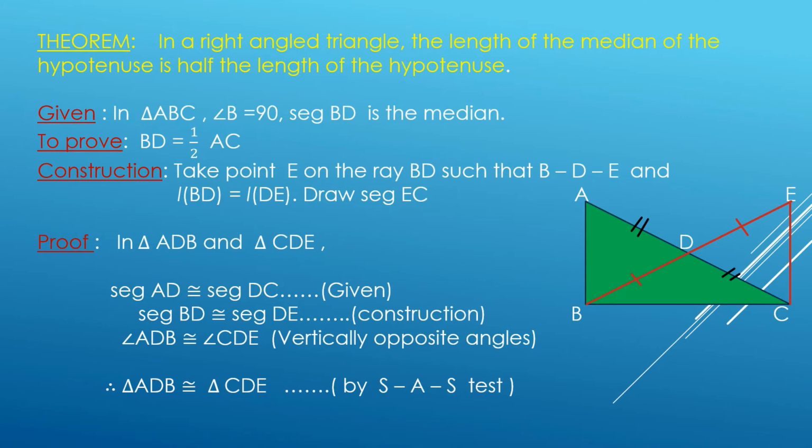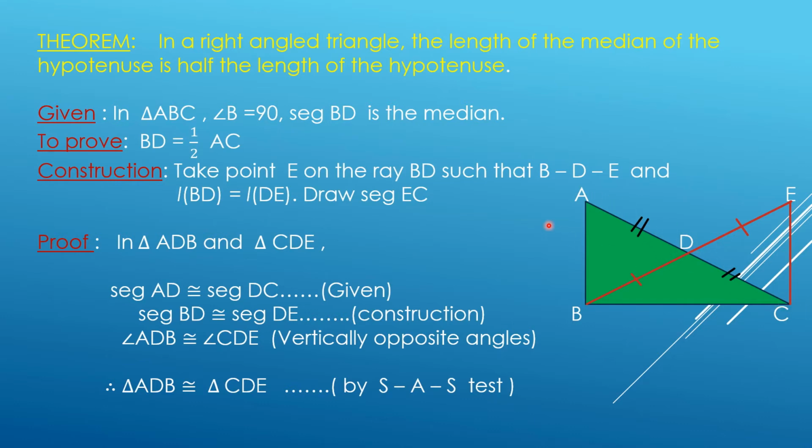Next is the theorem: in a right angle triangle, the length of the median on the hypotenuse is half the length of the hypotenuse. First, you have to draw the right triangle ABC. In this right triangle, AC is the hypotenuse, and segment BD is the median of the triangle. In this theorem, we have to prove that BD is equal to half into AC.